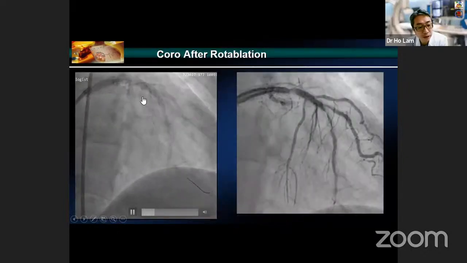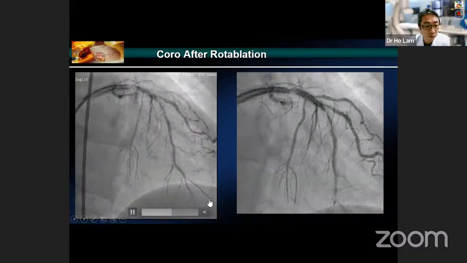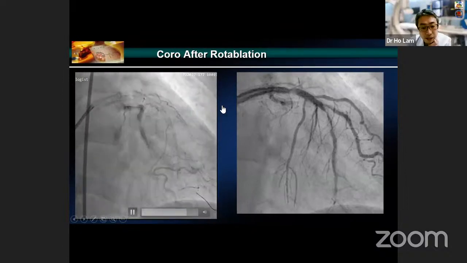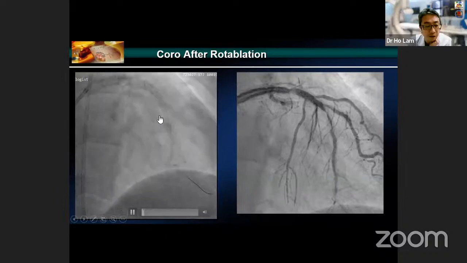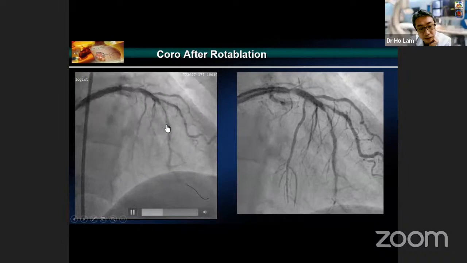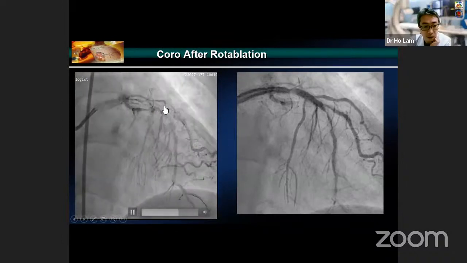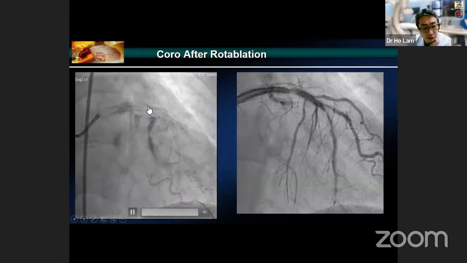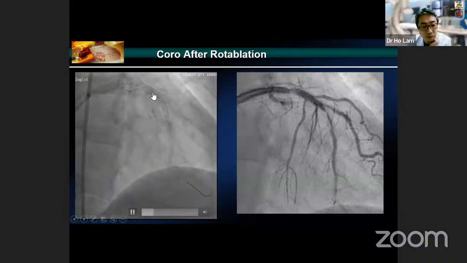We had to open it with a small 1.0 balloon, then change to the Rotawire and do the rotablation. This was the angiogram after the rotablation. We had not done IVUS. So if you can do it, that is good. But if you can't, sometimes you have to face this situation, and it's also okay, because once you know that your imaging catheter cannot pass or it's difficult to pass, then you have to step up your strategy.